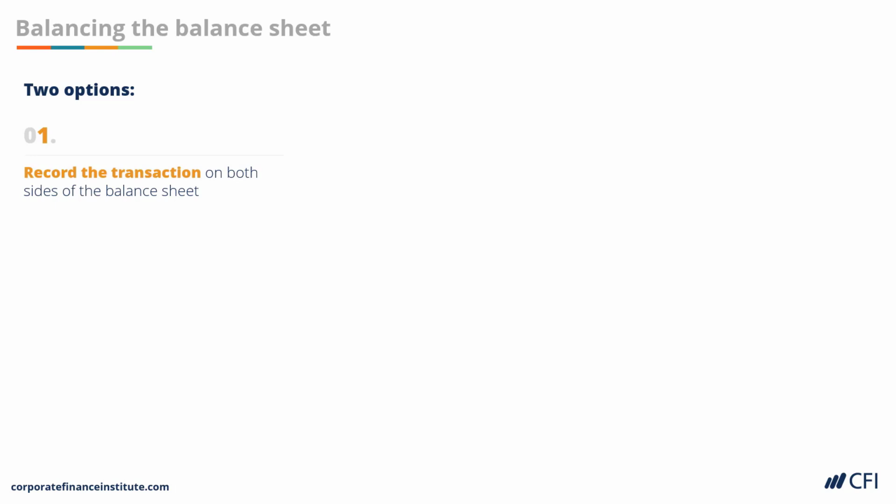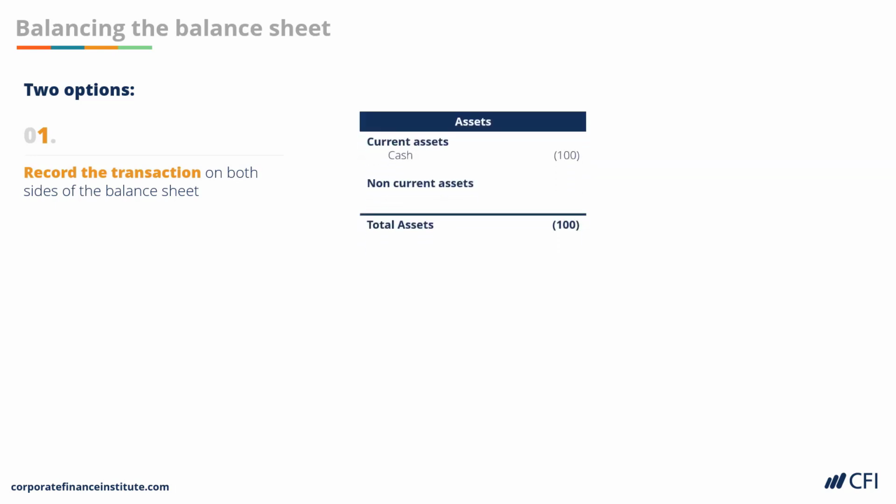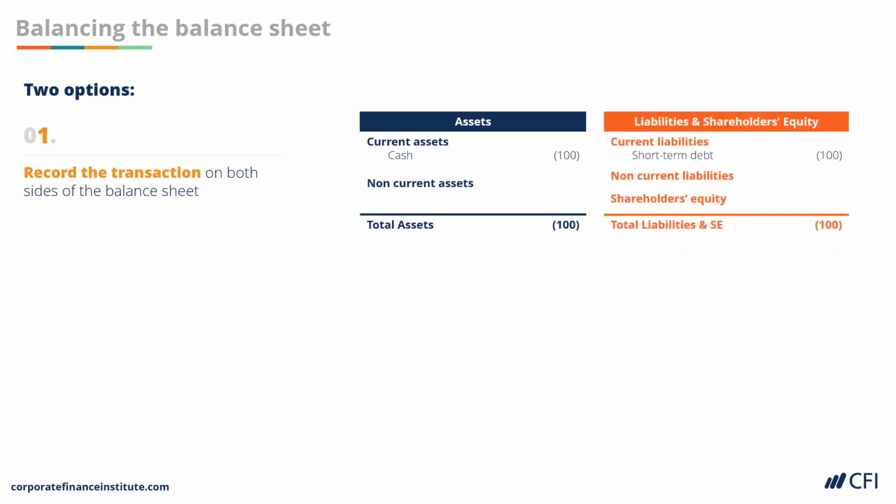For example, if a company uses cash to pay down debt, the asset side of the balance sheet goes down on the cash balance, and the liabilities side of the debt owed also goes down by the same amount. So the balance sheet still balances.